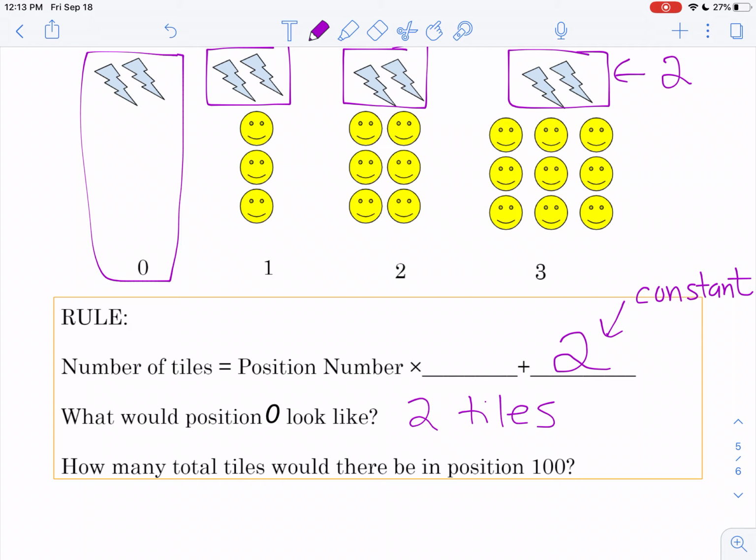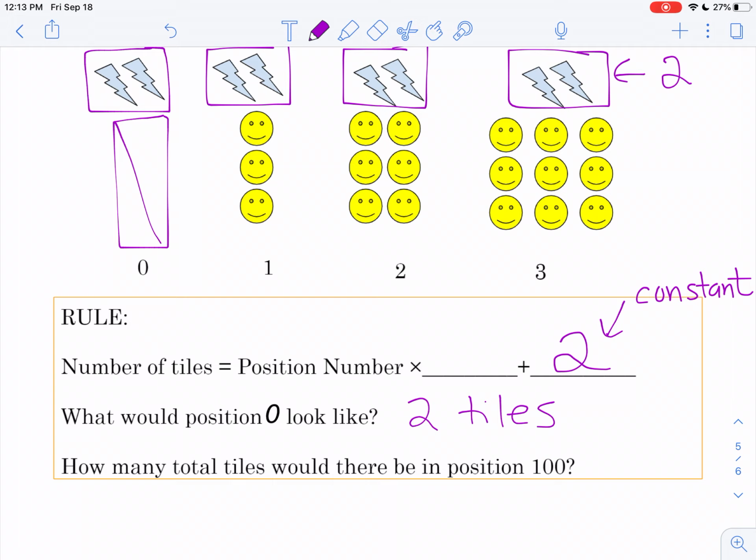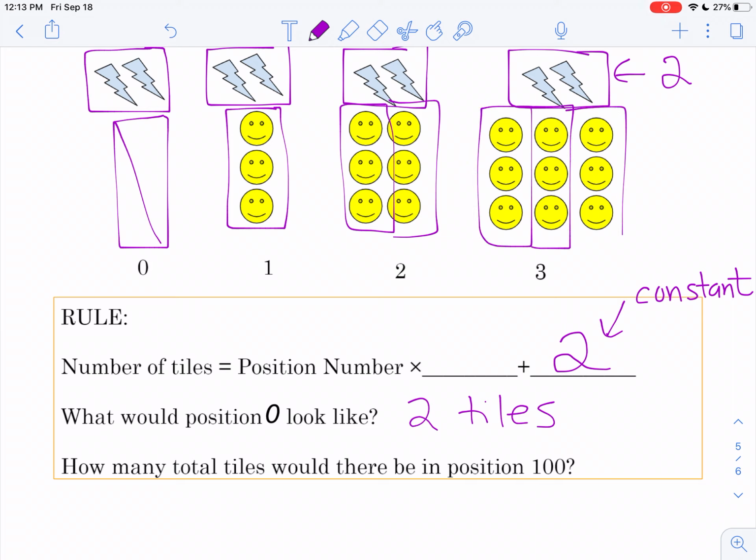Okay, so to find the multiplier, you want to look at the part of the rule that's growing. So ignore the lightning bolts. Look at just the yellow faces. At position 0, hopefully it's not too surprising that there's 0 groups of happy faces. So at position 1, there's 1 group of happy faces. Position 2, there's 2 groups of happy faces. And at position 3, there's 3 groups of happy faces. How many happy faces in each group, or how many happy faces at position 1, is going to tell me what the multiplier is. There's 3 happy faces in each group or column.